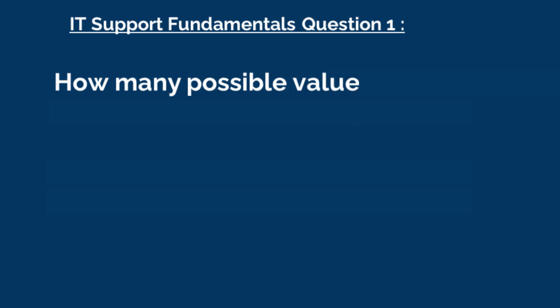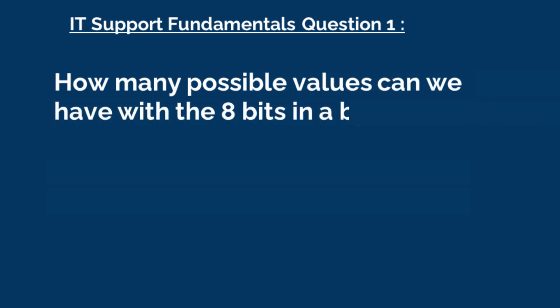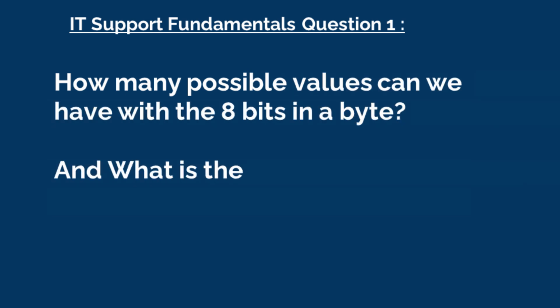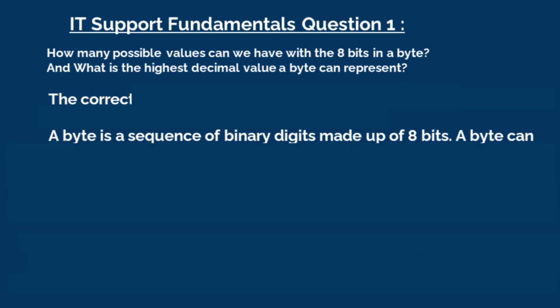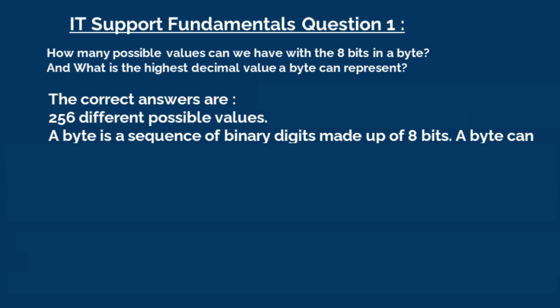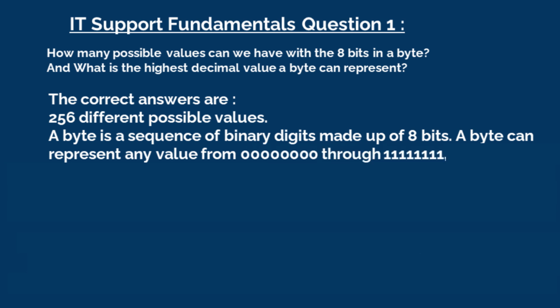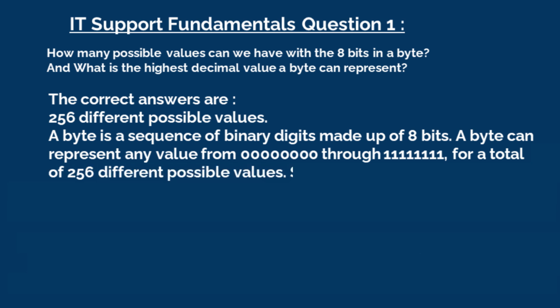Question 1. How many possible values can we have with the 8 bits in a byte? And what is the highest decimal value a byte can represent? The correct answers are 256 different possible values. A byte is a sequence of binary digits made up of 8 bits. A byte can represent any value from a hexadecimal of all zeros through a hexadecimal of all ones, for a total of 256 different possible values.